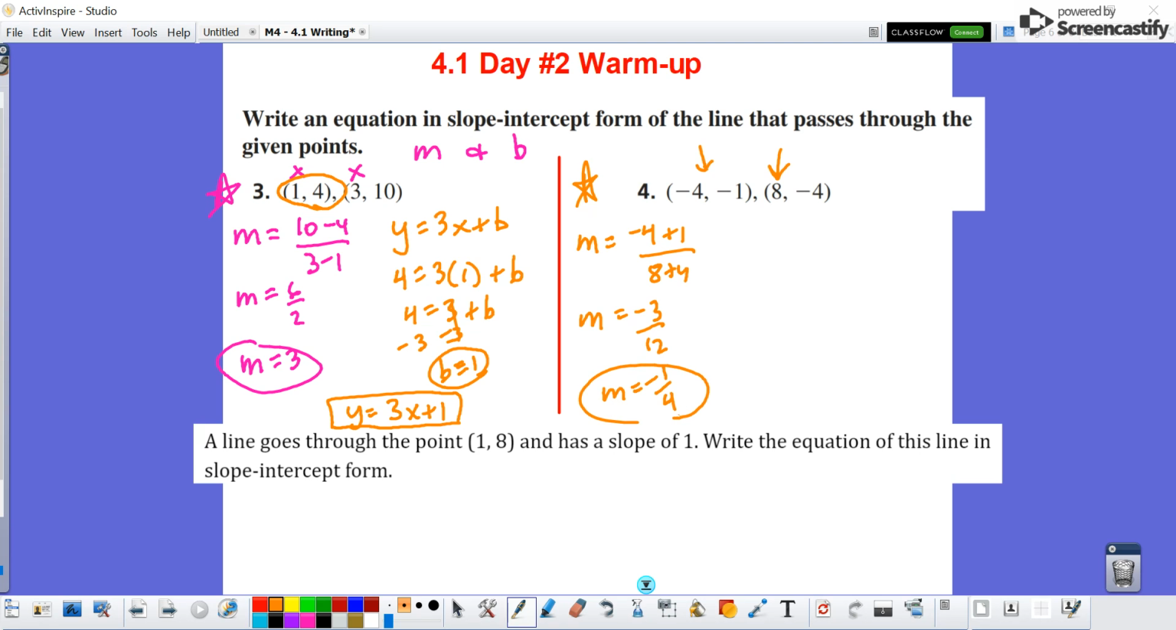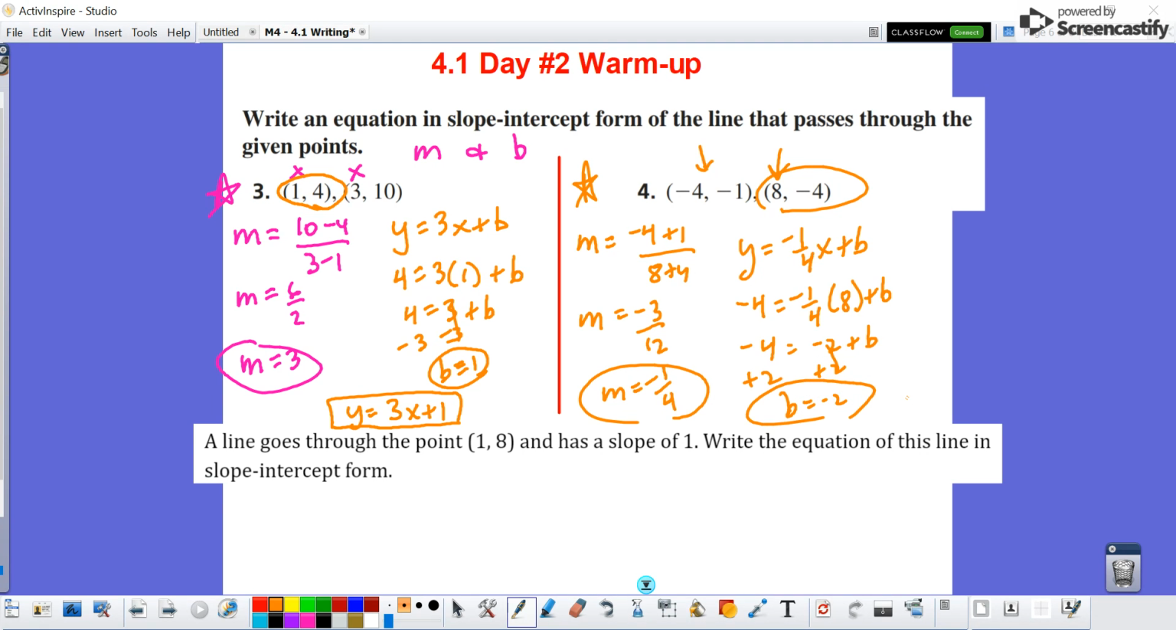Slope is negative 1/4. And I'll go ahead and pick an ordered pair to plug in. Doesn't really matter. I'll pick the second ordered pair for no reason. So b is negative 2. So altogether, I have final answer being y equals negative 1/4 x minus 2. Just needed to make sure you're comfortable with that scenario. We're going to see that very soon.